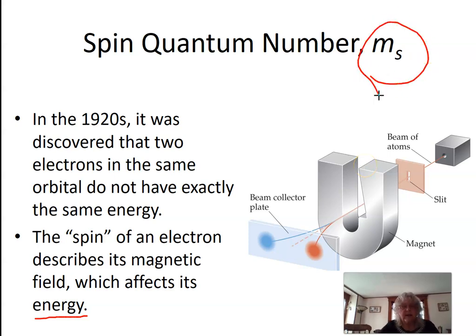It's referred to as the spin quantum number, and it's given the symbol MS. And it was in the 1920s that it was discovered that if we have two electrons in the same orbital, they don't have exactly the same energy. So the difference between these, essentially, if I pass the two electrons through a magnetic field, what I find is that they behave differently. And so we refer to this as the spin of an electron. You can think of it like an electron is spinning either clockwise or counterclockwise.